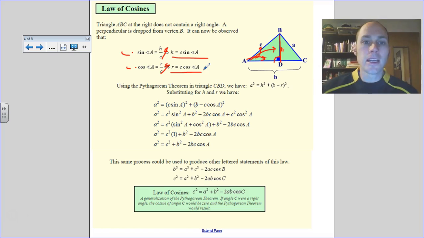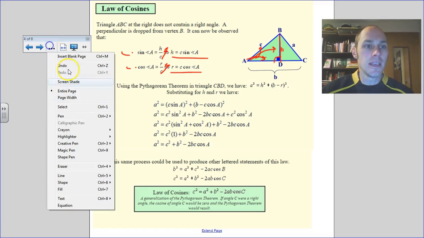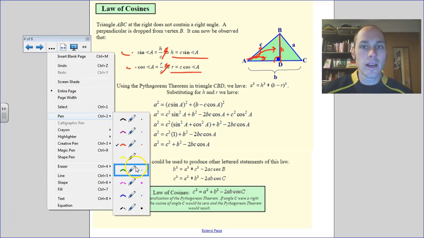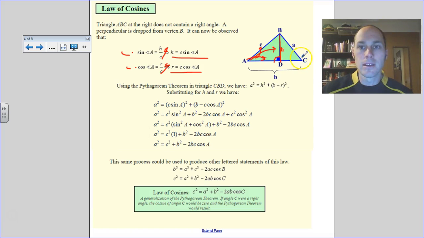Multiply both sides by c, and I get r equal to c times the cosine of A. Okay, so now let's take a look at triangle CBD. In triangle CBD, we've got a right angle, so we can use the Pythagorean theorem there. So h squared plus (b minus r) squared would equal a squared, using that Pythagorean theorem relationship.